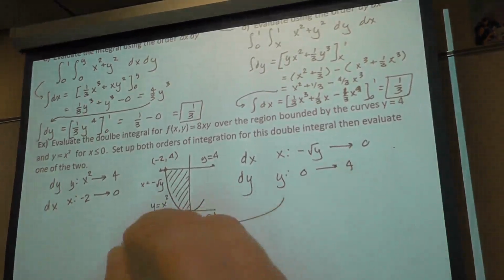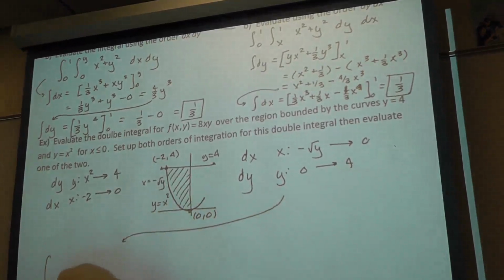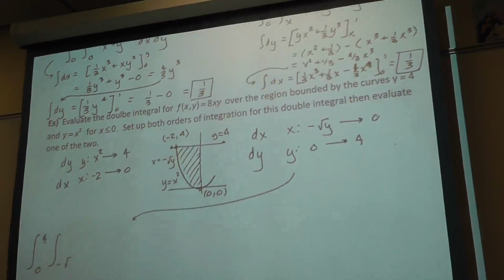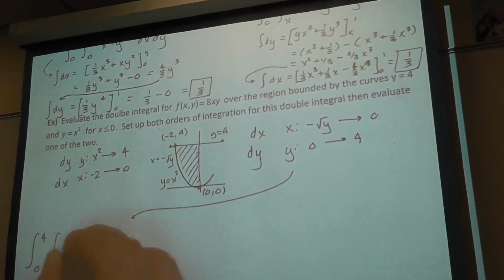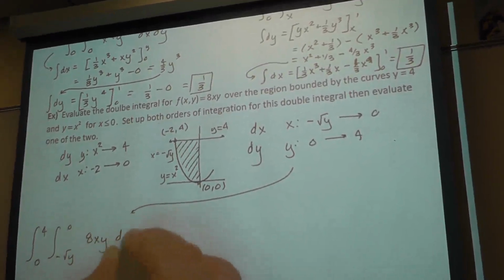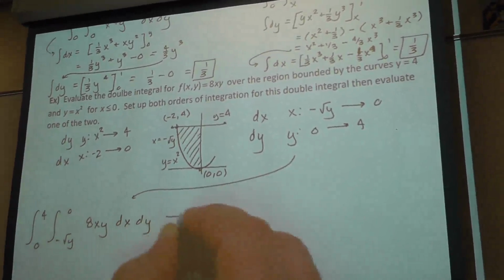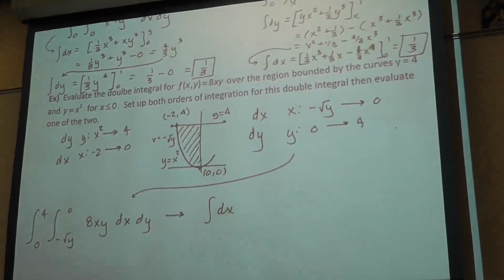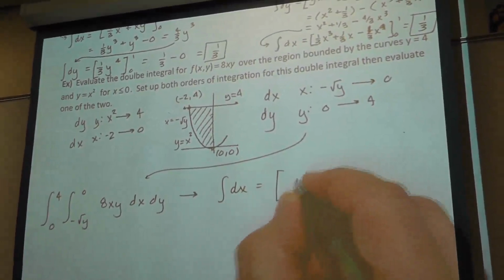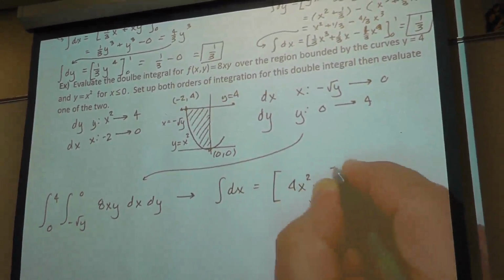So if I commit to doing that one, 0 to 4 is my outer limits. Negative root y to 0 are my inner limits. 8xy is my integrand. So if I integrate with respect to x, going from inside out, you kind of have to, that's going to give me 4x squared y.